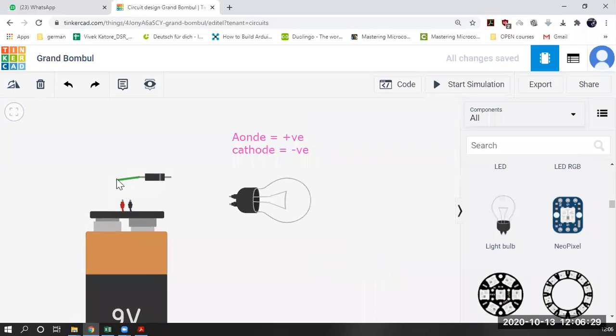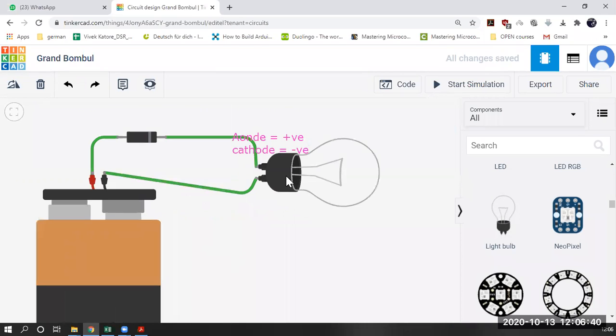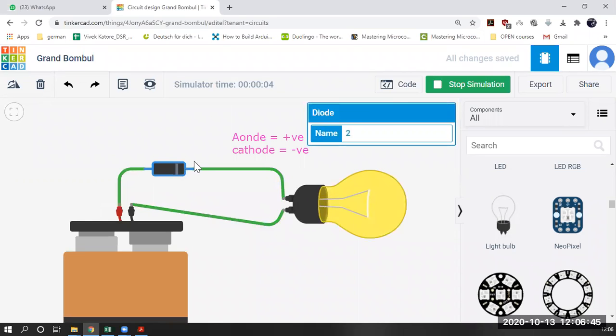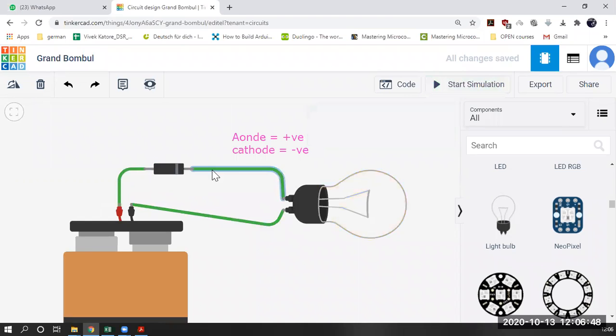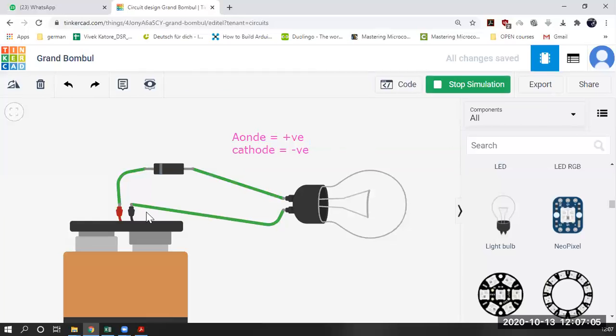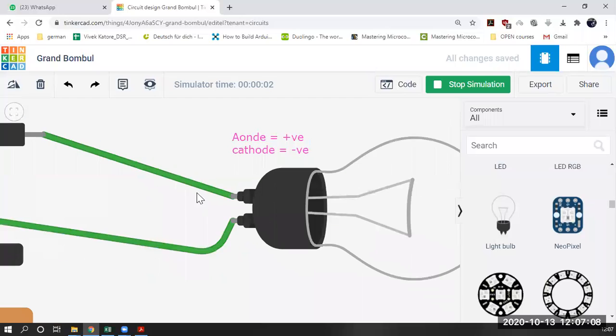So this is the anode. The anode should be connected to positive all the time. If you want your circuit to be turned on, the anode should be connected to positive. If you connect it like this, the bulb is glowing. And if I interchange the terminals, so now the cathode, which is minus, I have connected to the positive side, and again to the bulb, it is not glowing, right?